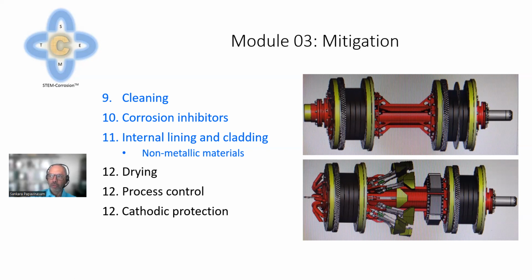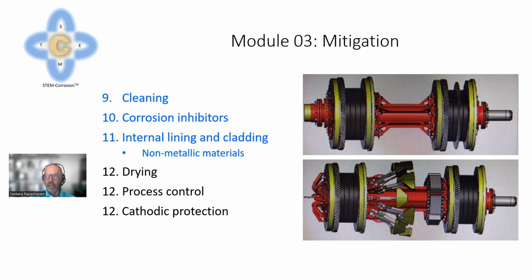Drying is effective for dry gas pipelines to dry the pipeline from water, that will control internal corrosion, and also to increase the dew point. Process control is effective in facilities, but is not practical in pipelines or piping. The common process control is controlling pH, or to some extent controlling the microbial population.